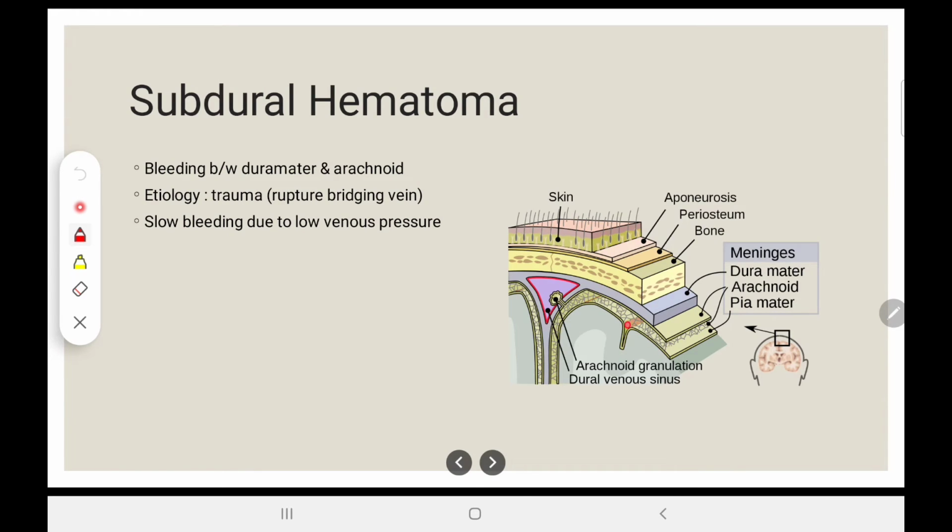Subdural hematoma. Subdural hematoma is bleeding between the dura mater and arachnoid. What is the etiology? The etiology is trauma, which ruptures the bridging vein. Subdural hematoma is slow bleeding due to low venous pressure.